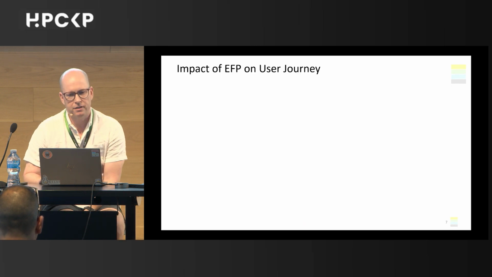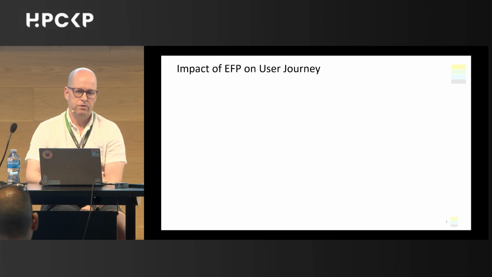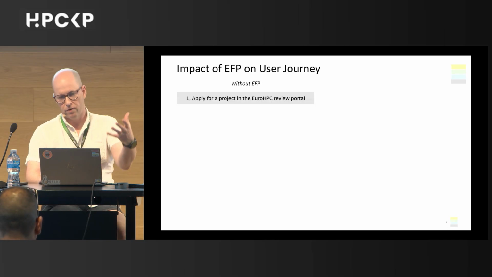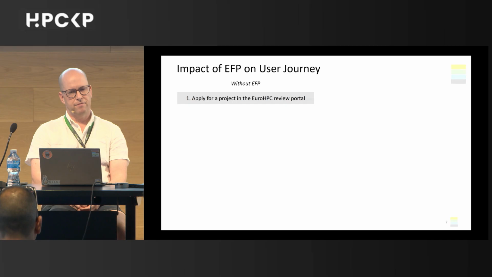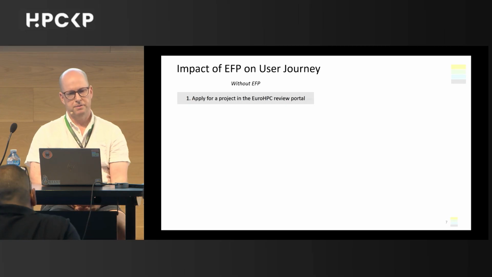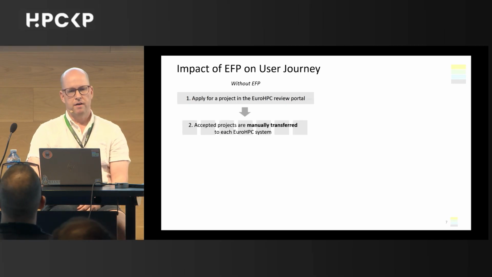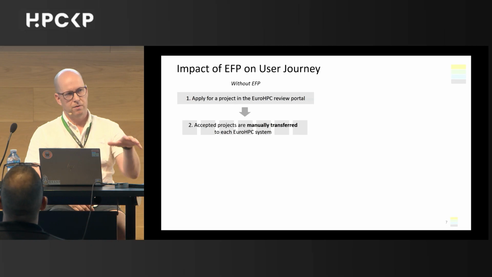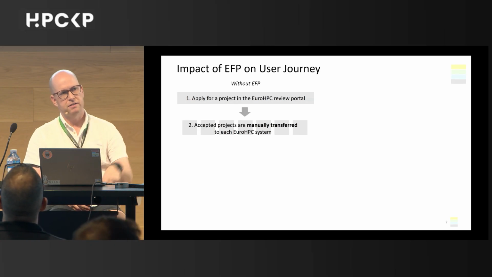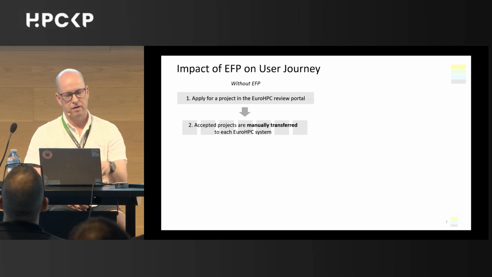What does that mean for the user journey when you're using EuroHPC resources? So before EFP, you applied for a project in the EuroHPC review portal. If that got accepted, then you now have to deal directly with each individual site that you want to access. That's part of your proposal. And they were manually transferred to each system.